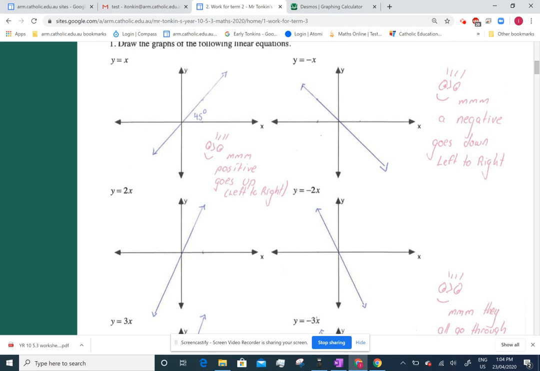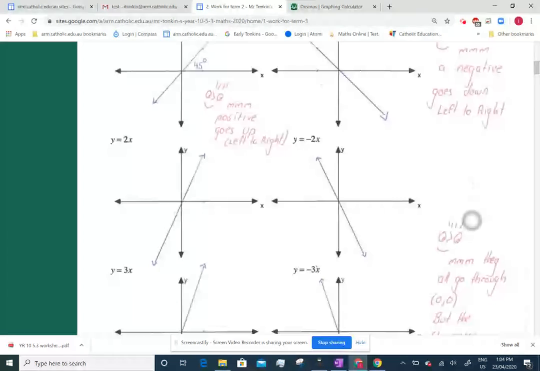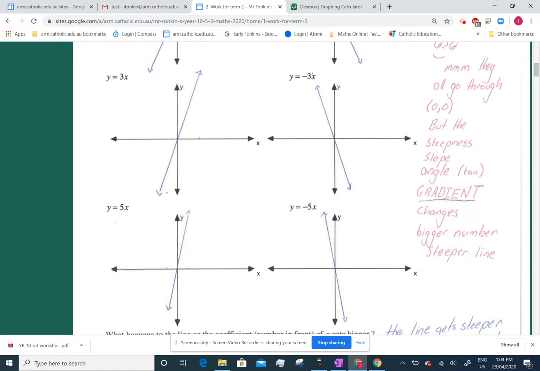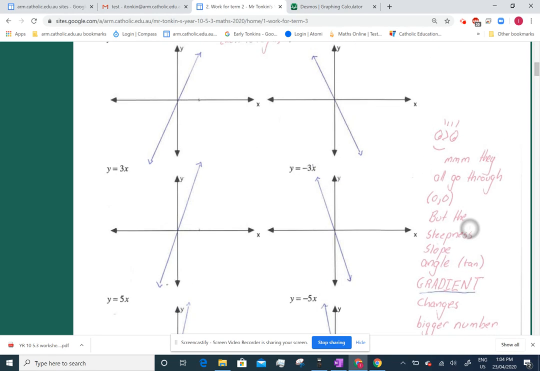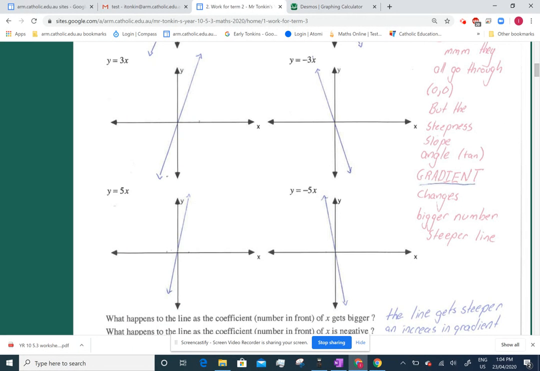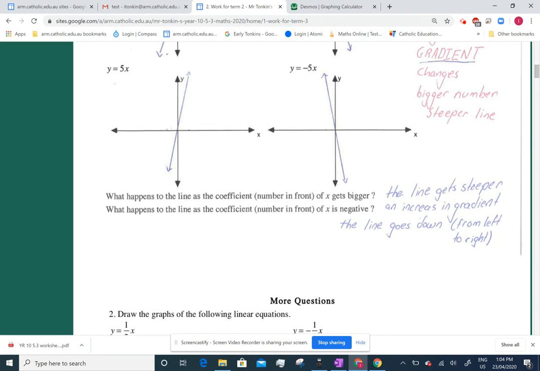I've written some notes as I've gone along, and I've written the 45 degrees, and I've used a ruler. So they all go through 0, 0, but the steepness, the slope, the angle, and notice I've written tan there. We're going to use that later to find the value of that angle in there. Gradient changes. Bigger number, steeper line. So the line gets steeper and an increasing gradient. And for the second part, what happens is it goes negative, it goes down left to right.